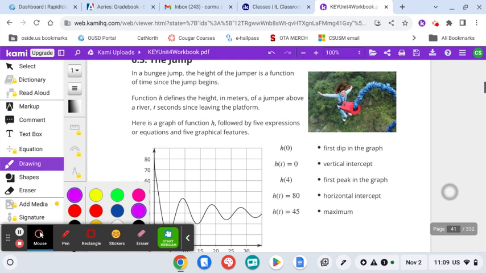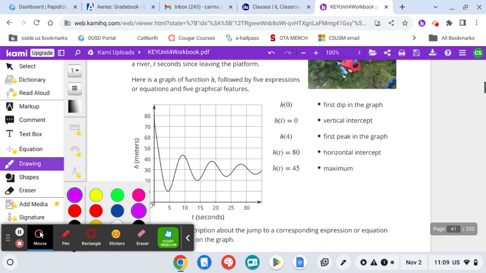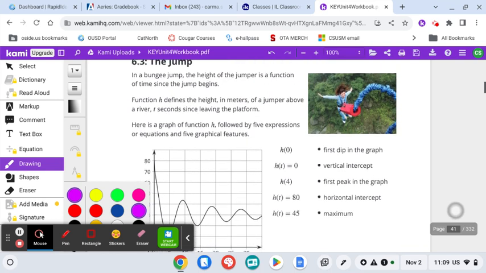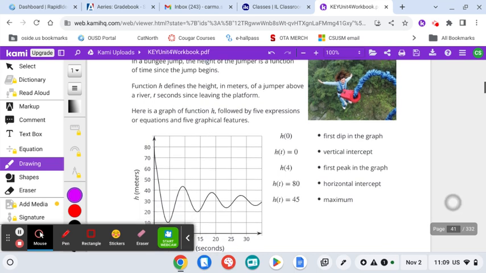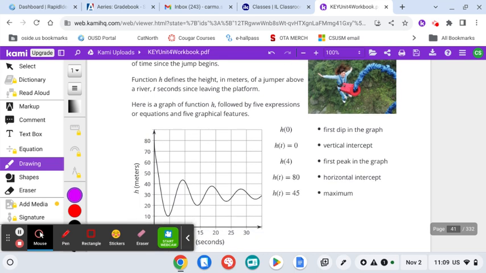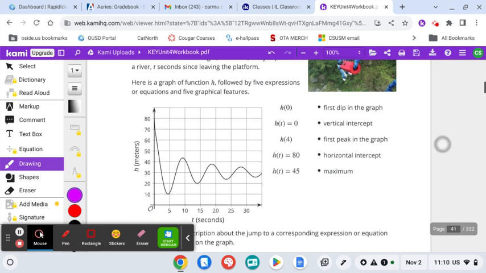Finally, we're at number 6. Number 6 gives us the picture, and here's the description. Would you actually bungee jump? In a bungee jump, the height of the jumper is the function of time since the jump begins. The function h defines the height in meters of a jumper above a river, t seconds after leaving the platform. Here is the graph of function h, followed by 5 expressions or equations and 5 graphical features.